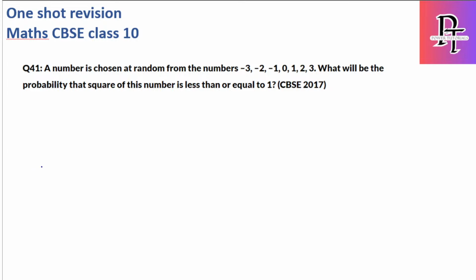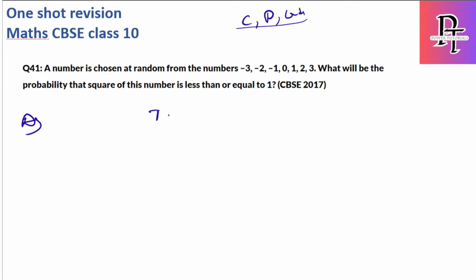Okay, let's solve this question. This is kind of a random question. This does not belong to coin or dice or cards. It can be not only these three, they can also be general scenario cases. Let's say one of the general scenarios they are asking: a number is chosen at random from the numbers -3, -2, -1, 0, 1, 2, 3. What will be the probability that the square of this number is less than or equal to 1?